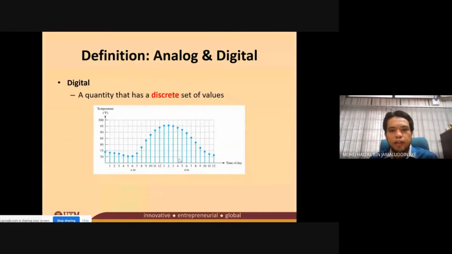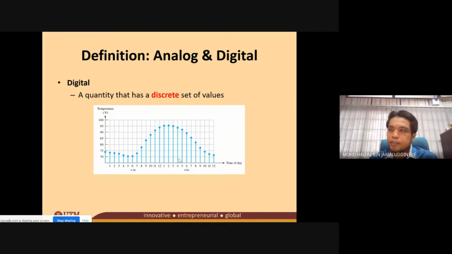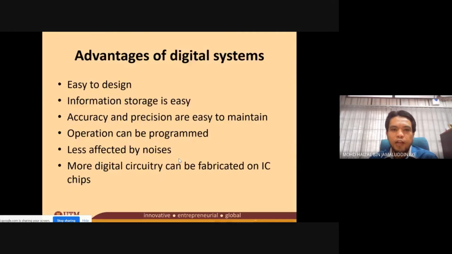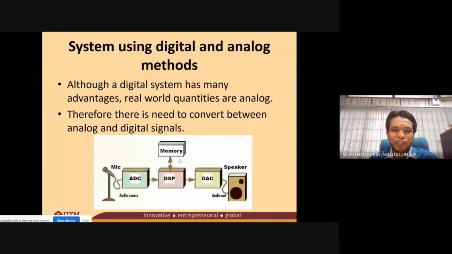Yesterday I touched on, we had some discussion on analog and digital systems. What is analog and what is digital? What are examples of analog and digital systems? And the world that we are staying in right now is in the analog form.